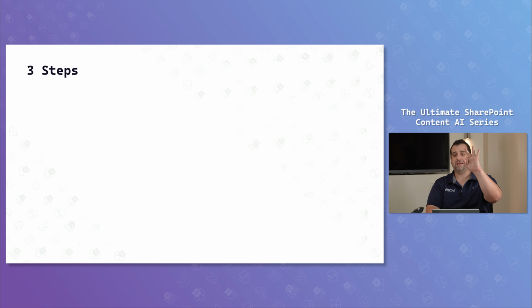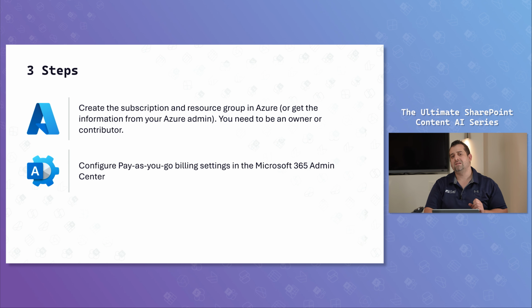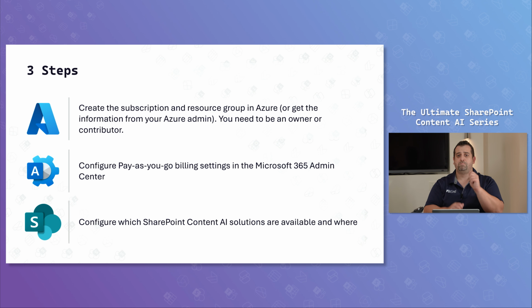And it's very easy. 3 steps only. First, you'll go to Azure and create the subscription and the resource group. Or if ever you're not the one doing it, get that information from your Azure admin. You'll need to be an owner or a contributor on that Azure subscription. Then we'll go to the M365 Admin Center. We will configure the pay-as-you-go settings in there. And finally, we get to pick and choose which SharePoint Content AI services we want and where we want them. We might not want to enable all of them in all our tenants. We get to pick and choose.